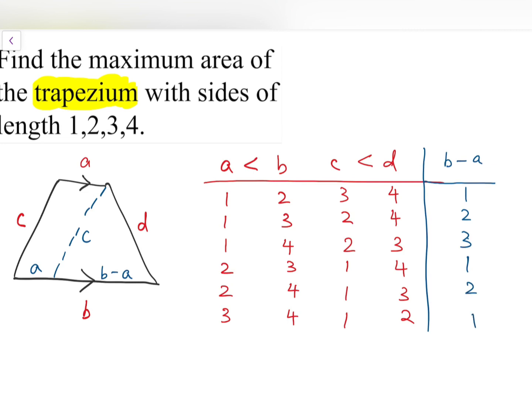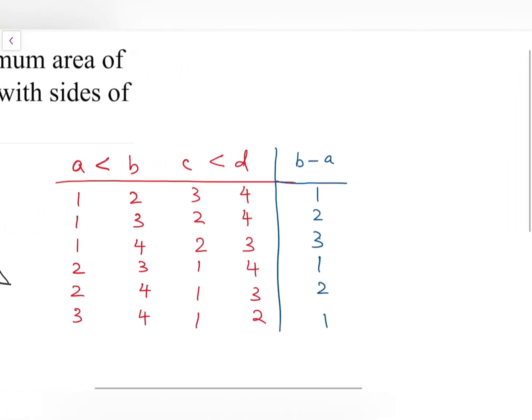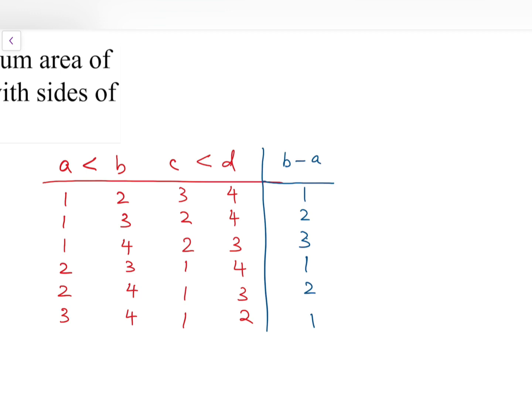Now notice that the triangle with sides C, D, and B minus A has to satisfy the triangle inequality. However, there's only one case among these 6 that satisfies it, because for the first case, 1 plus 3 equals 4, so it's a no. Then 2 plus 2 equals 4, it's a no again. We just add the two shorter sides and compare with the longest one. But the third case is okay because 2 plus 3 is larger than 3, so we are good.